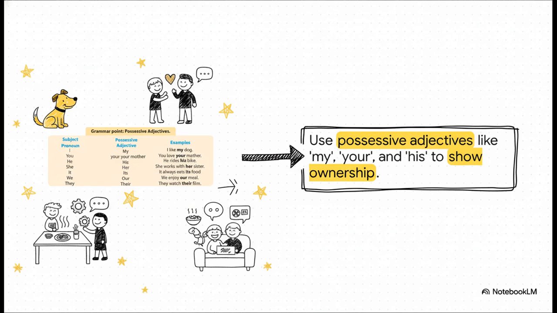Okay, so we know who is doing the action, but how do we talk about their stuff? That's where possessive adjectives come in. And what's great is that every subject pronoun has a matching one. So I have my dog. You love your mother. She works with her sister. They're all about showing ownership.